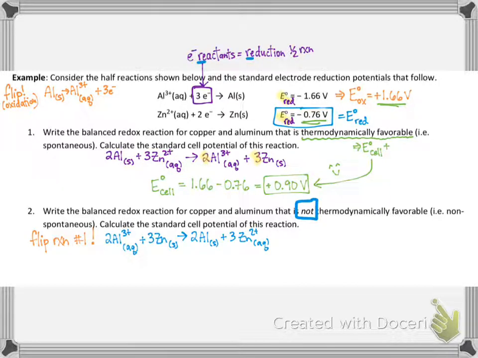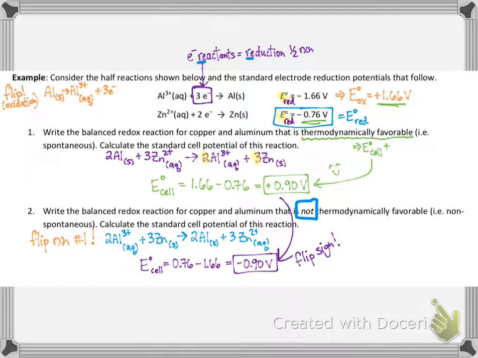And to get the cell potential, well, we reverse the reaction, we flip the sign on the cell potential. That's because what was being oxidized is now being reduced, and what's being reduced is now being oxidized. So numerically, we now have positive 0.76 as our oxidation potential, and negative 1.66 as our reduction potential. So that must be the cell potential for the non-spontaneous reaction shown. Okay, we've got a couple more practice problems to try.